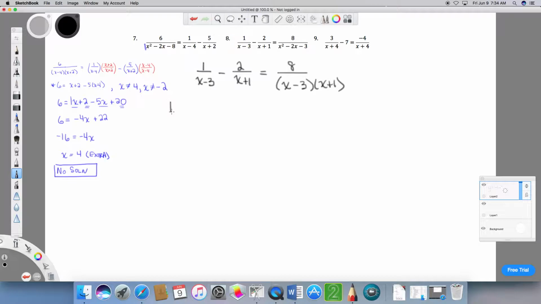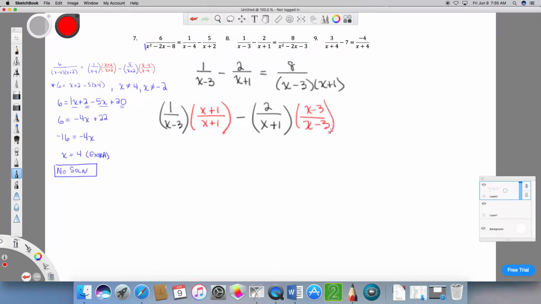So on the left-hand side, this first term is missing a factor of x plus 1. So we come in and put an x plus 1 in the denominator, but the only way that we can really do that is if we're clever and multiply by the number 1 and write the number 1 in disguise as x plus 1 over x plus 1. The same idea occurs with the second term, and so we multiply it by x minus 3 over x minus 3. On the right-hand side, it has the denominator we want, so we don't have to modify this at all.